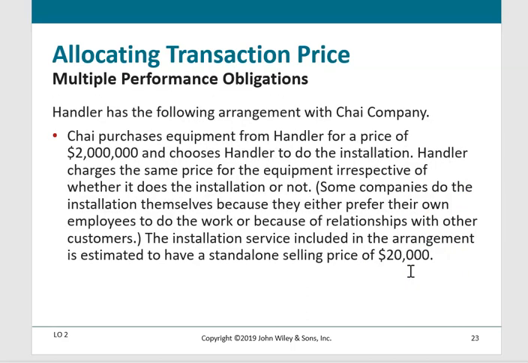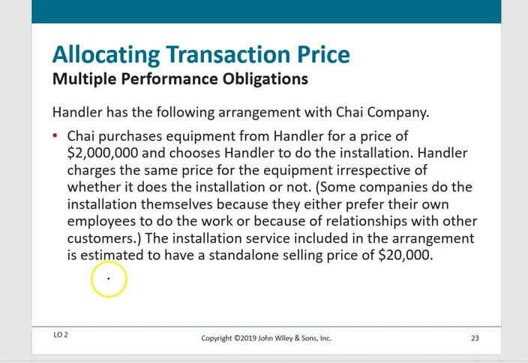Handler has the following arrangement or specific contract with Kai Company. Kai purchases equipment from Handler for a price of $2 million. The company chooses Handler to do the installation. Handler charges the same price for the equipment regardless of whether it does the installation or not. The installation service in the arrangement is estimated to have a standalone selling price of $20,000.